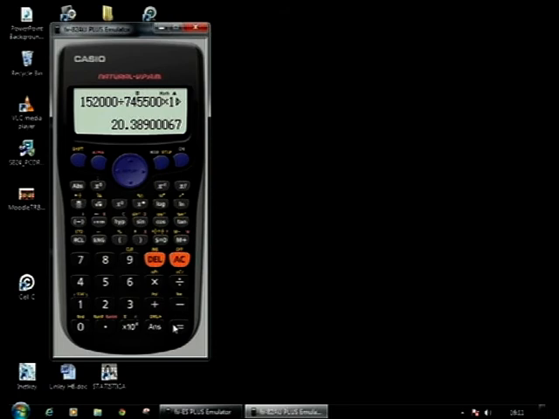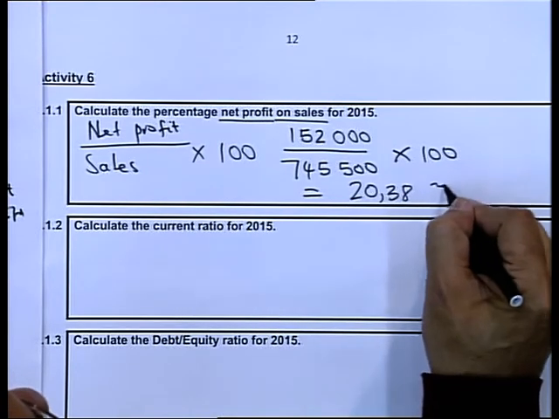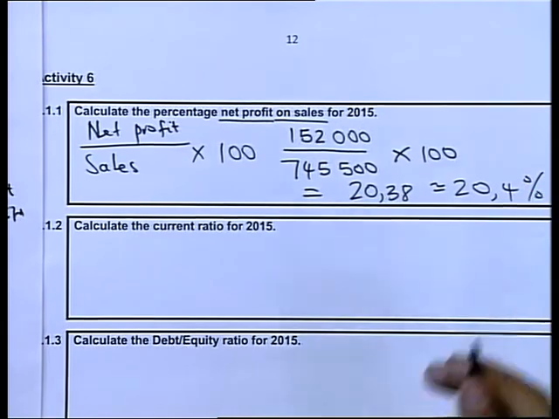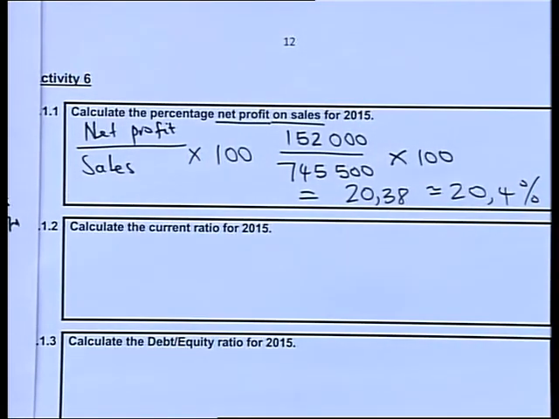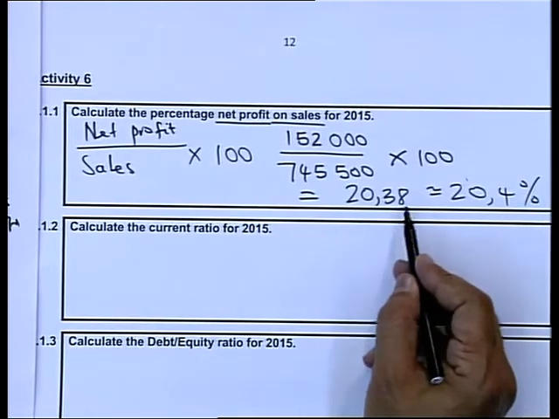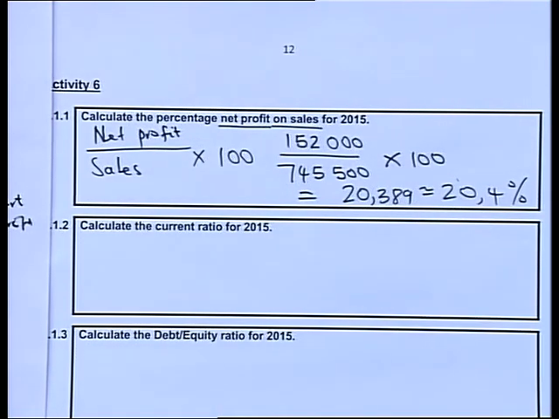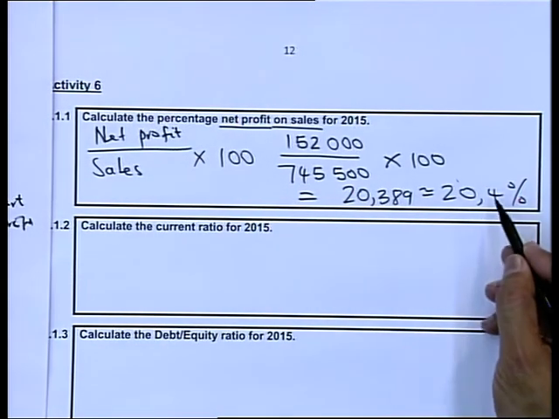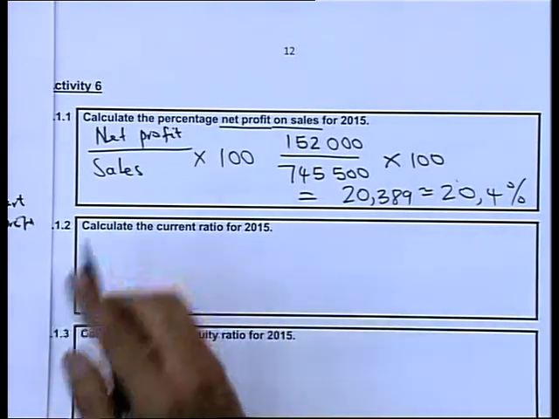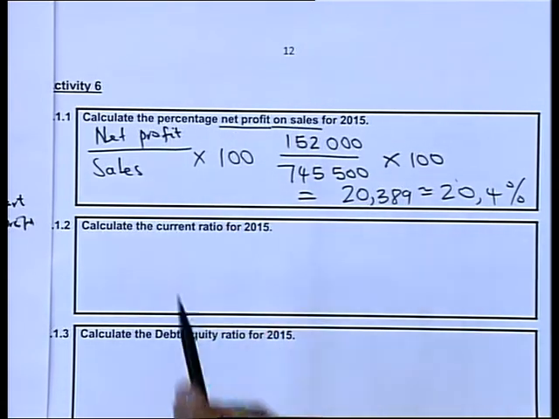The calculator gives me 20.38. If you want to round it off, then just say 20.4%. Okay. If they wanted two decimals, then we just have it as 20.39, because the calculator says 20.389. One decimal, 20.4%. Got it, clients? That was easy. We didn't have to worry about the formula. It was just net profit on sales.